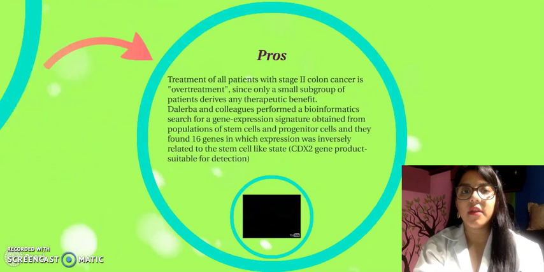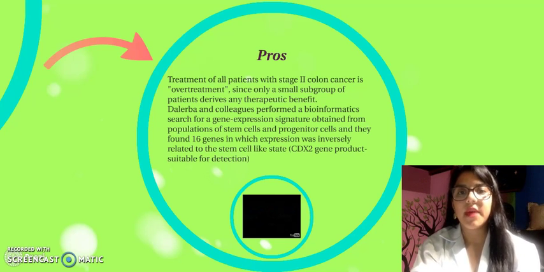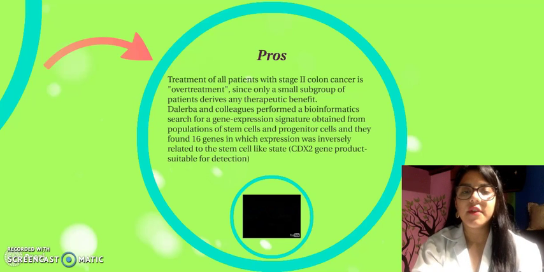Pros. Treatment of all patients with stage 2 colon cancer is overtreatment, since only a small subgroup of patients derives any therapeutic benefit. Dalerba and colleagues performed a bioinformatics search for a gene expression signature obtained from a population of stem cells and progenitor cells, and they found 16 genes whose expression was inversely related to the stem-cell-like state. CDX2 gene production was suitable for detection.